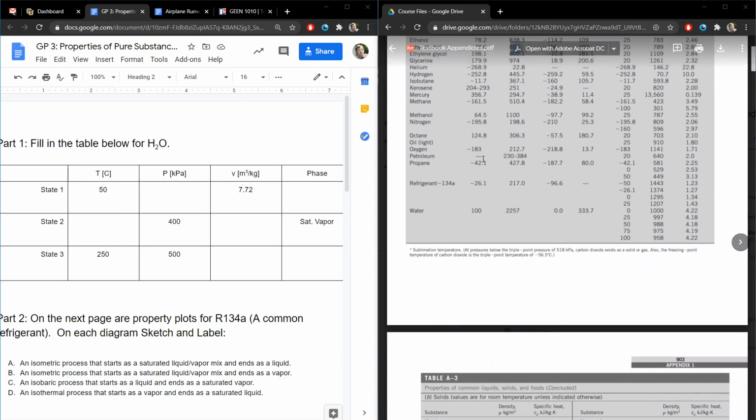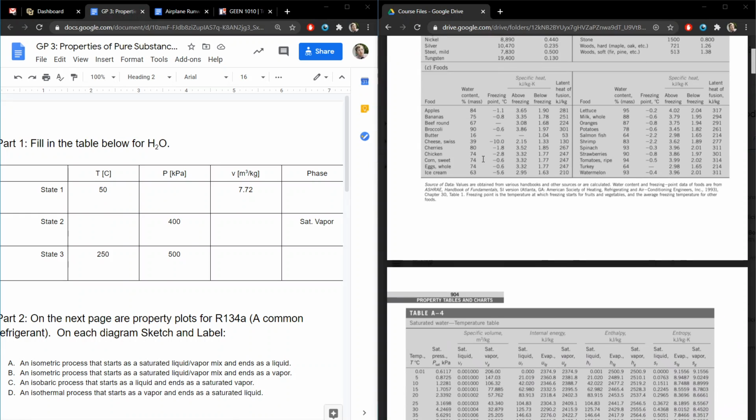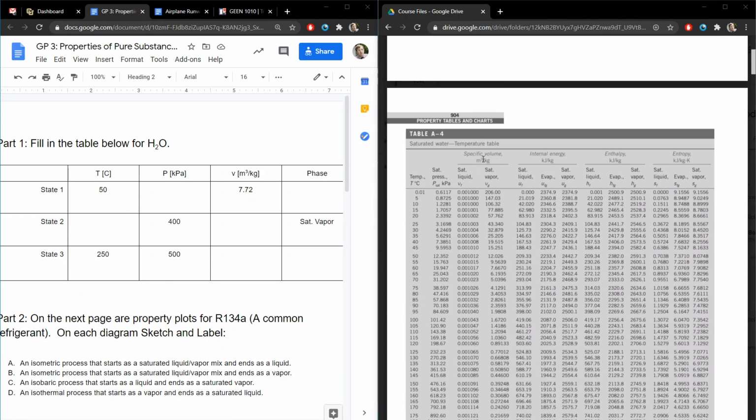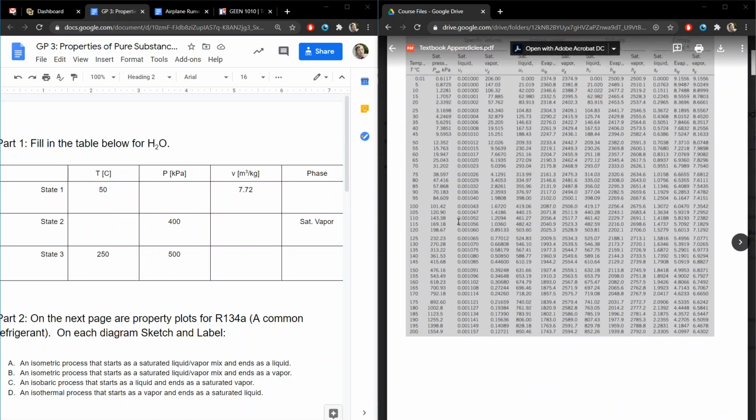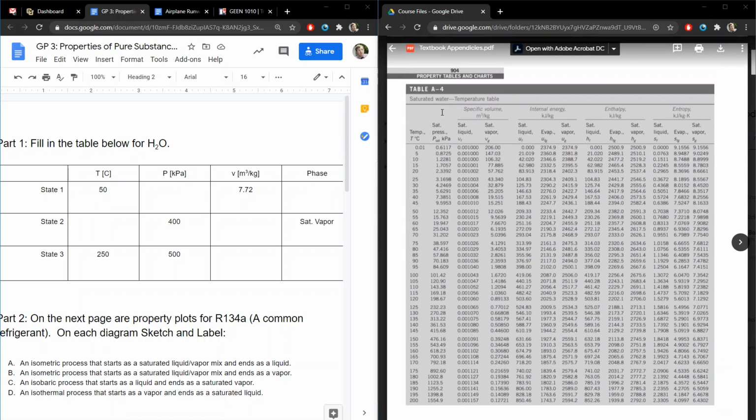I said I'd like to start in tables A4 and A5. Just to figure out where to start in the saturated water tables, I'm given temperature, so I'm going to start in A4 because that starts with temperature, and I'm going to go down to 50 degrees Celsius. And look at this column, this row right here.